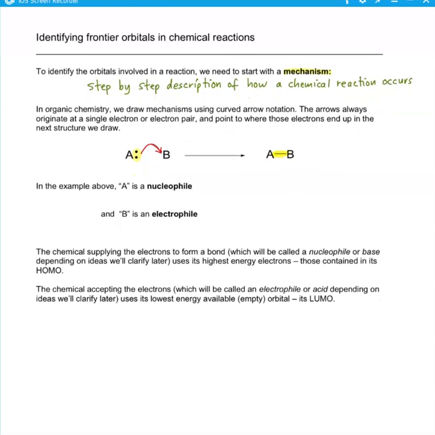Now in this example, A is the one that was supplying the electrons, and in this context, it's a nucleophile. So a nucleophile is something that provides electrons to the other reactant. And so if you're going to provide electrons to somebody else, you have to have available electrons to do that. Oftentimes, but not always, the nucleophile will have partial negative charge or full negative charge somewhere.